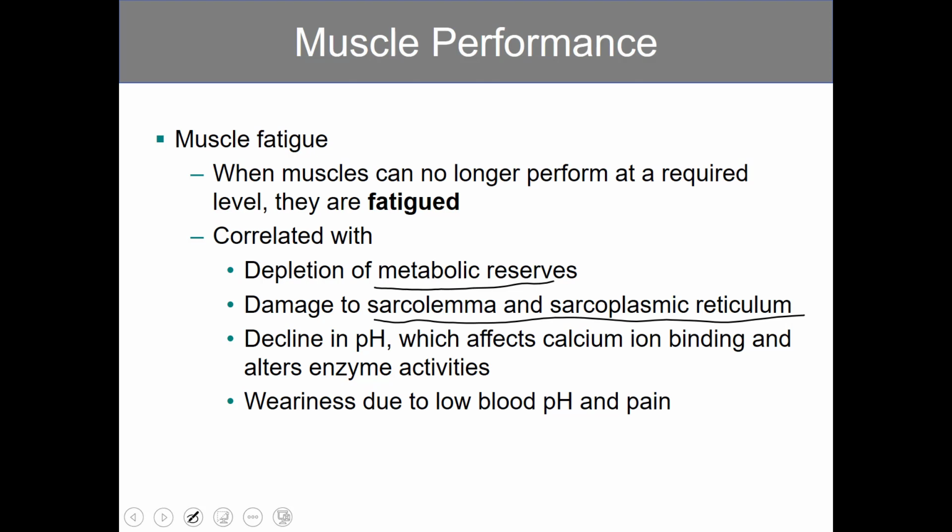The decline in pH can affect calcium ion binding, as well as alter the activities of the enzymes, and there's just an overall weariness due to ultimately the low blood pH and the pain associated with the lactic acid buildup.